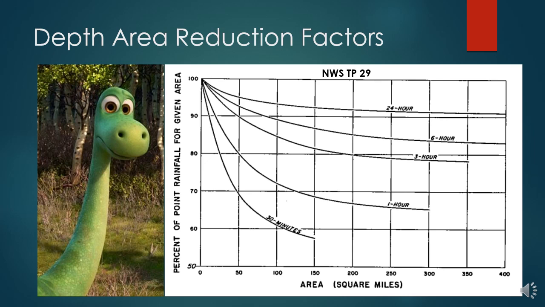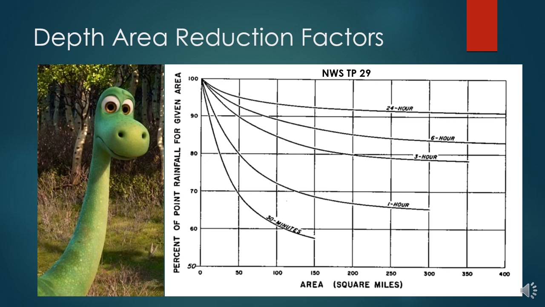This simple chart relates the area in square miles of your watershed with the amount of reduction that you want to apply to the rainfall amount at a point. And the chart basically covers rainfall durations from 30 minutes all the way up to 24 hours, and with watershed sizes up to about 400 square miles.